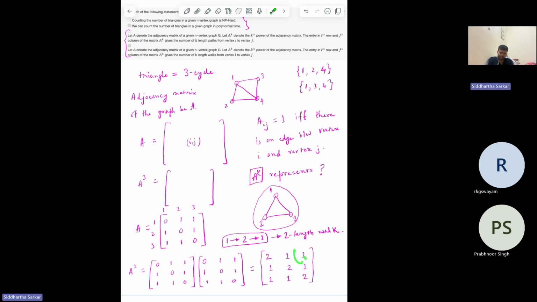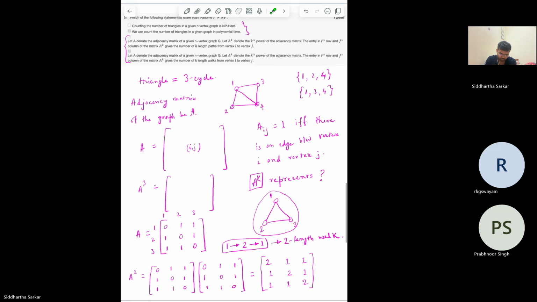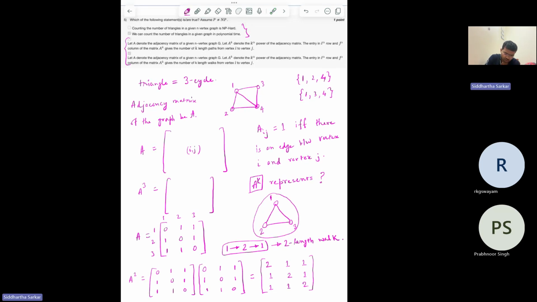So the i, j entry, this is what it is saying: let A^k denote the kth power of the adjacency matrix. The entry in the ith row and the jth column of the matrix A to the k gives the number of k length walks from vertex i to vertex j. So from the small example, this triangle, we can see that for A square, that is the truth. There is a difference between path and walk. Path means you do not allow repetition of vertices, but walk allows repetition of vertices.